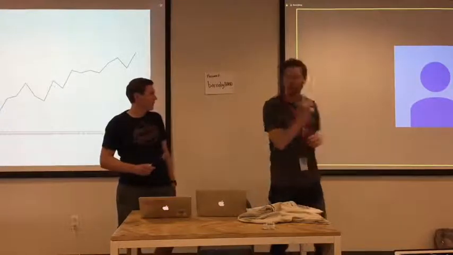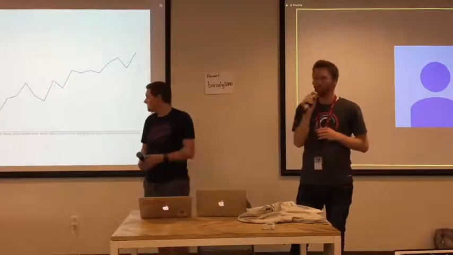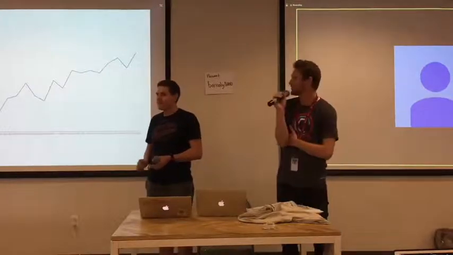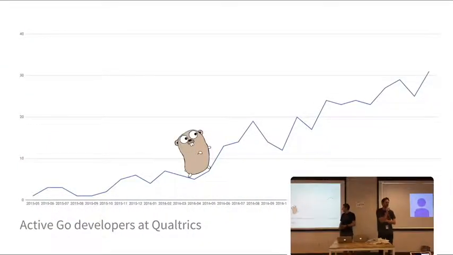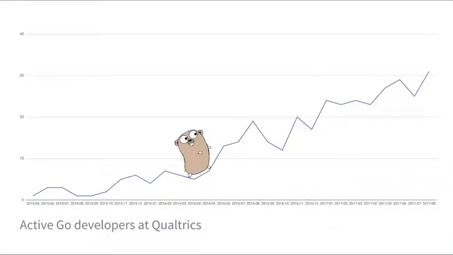This chart is one I pulled this morning from the Git history of our Go project. It's a list of the active Go developers measured by the number of unique committers to our Go projects at Qualtrics. This is since probably 2015. And you can see that it's gone from 1 in 2015 in about May to over 30 now.